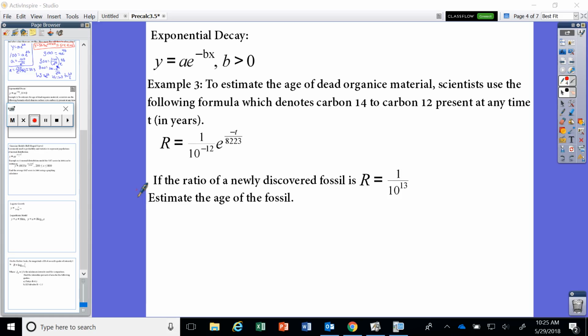Alright, ladies and gentlemen, in this video we are continuing our talk about exponential and logarithmic models, and we are going to focus on exponential decay, Gaussian, and logistic growth models. So let's first and foremost look into our exponential decay in this case.